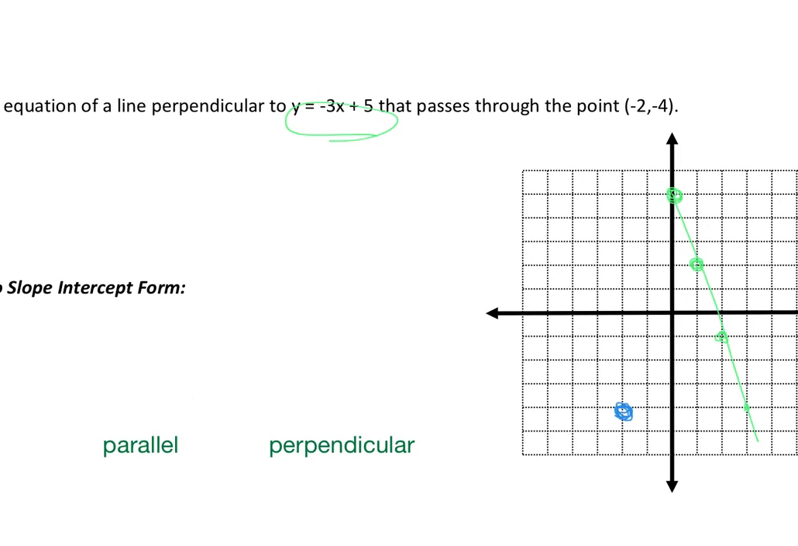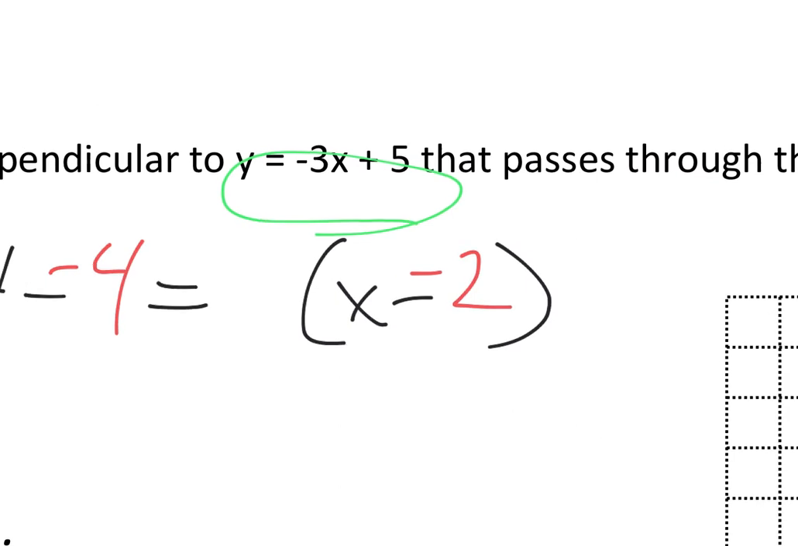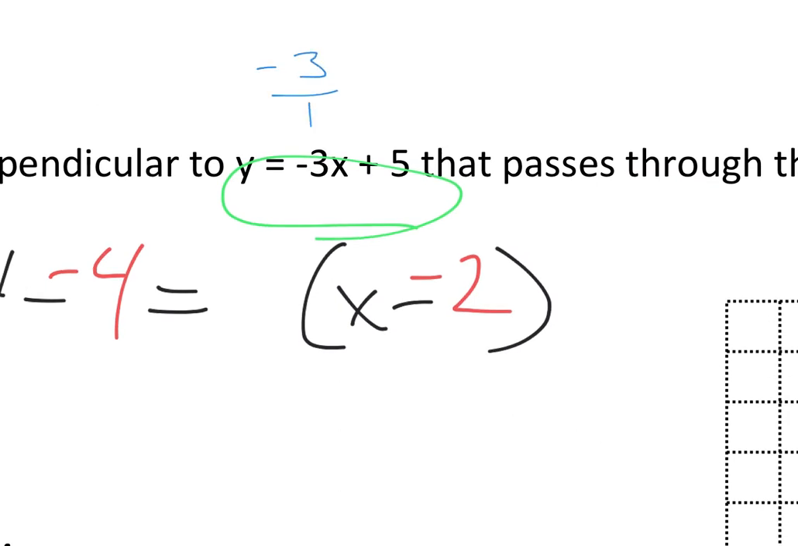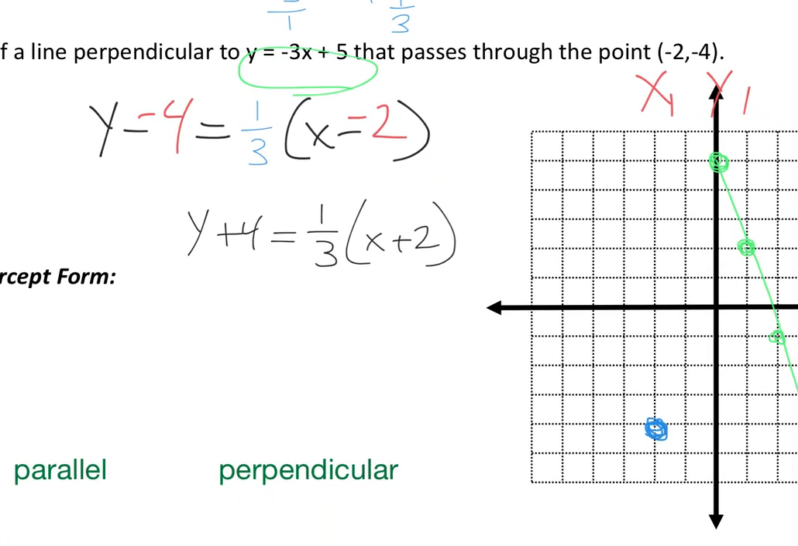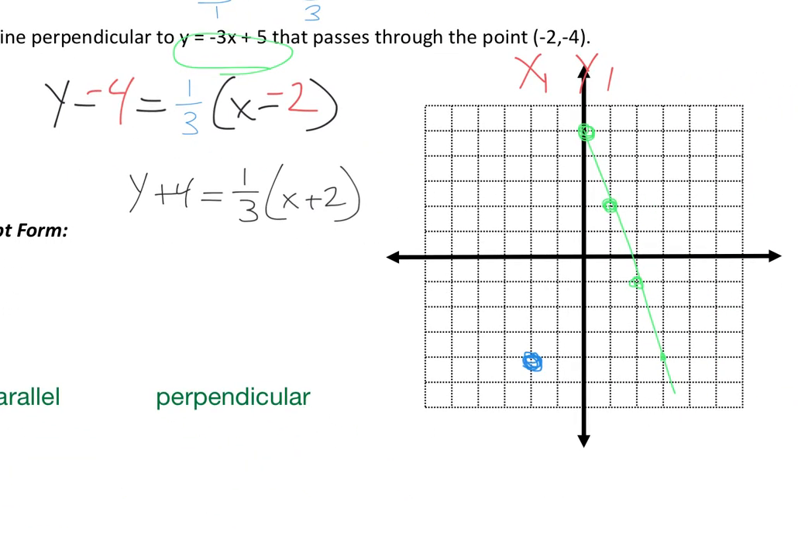So we're going to need to write our equation in point slope form. Here's our x1 and our y1. x1's a -2, y1's a -4. For the slope, if the slope was -3/1, we need a positive 1/3. Notice the opposite reciprocal there. So I could tidy this up and call this y plus 4 is equal to 1/3 x plus 2. Okay, so that is an equation that passes through -2, -4.